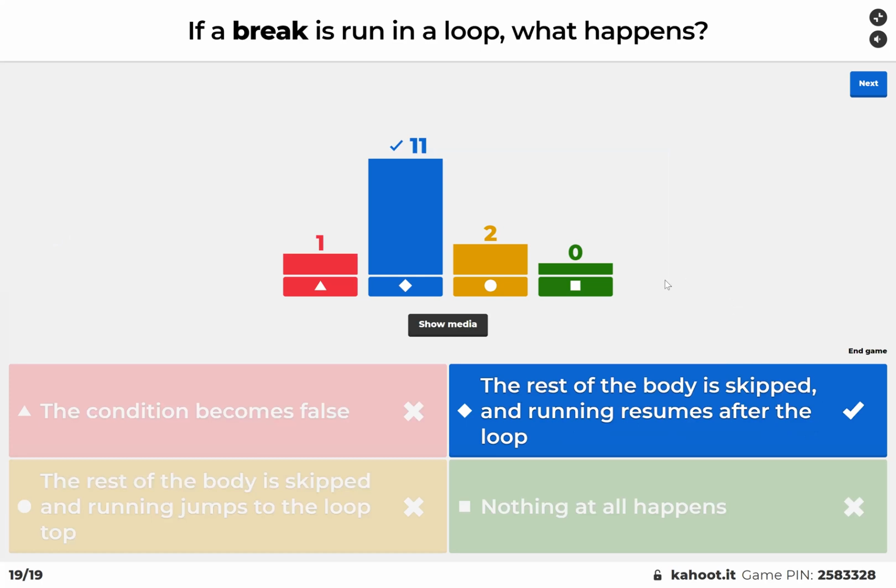Yes, when I run a break, I can use a break in either a while loop or a for loop. And since for loops don't have a condition, that answer doesn't really make sense. And it's not even true in a while loop. Well, the condition could still be true, but the loop will still exit. So we skip the rest of the body and we jump to after the loop. We do not continue looping. We do not pass go.